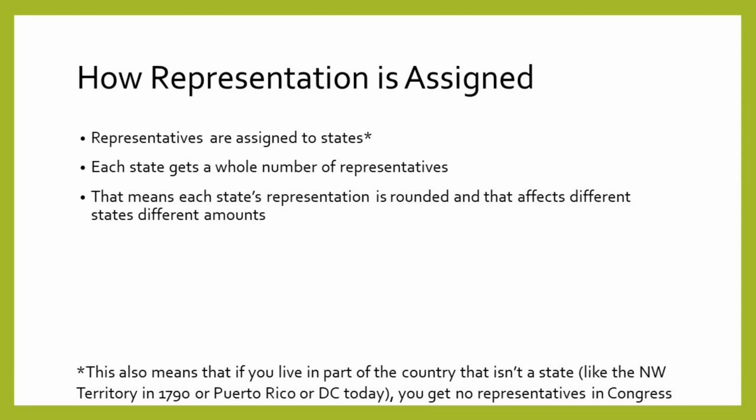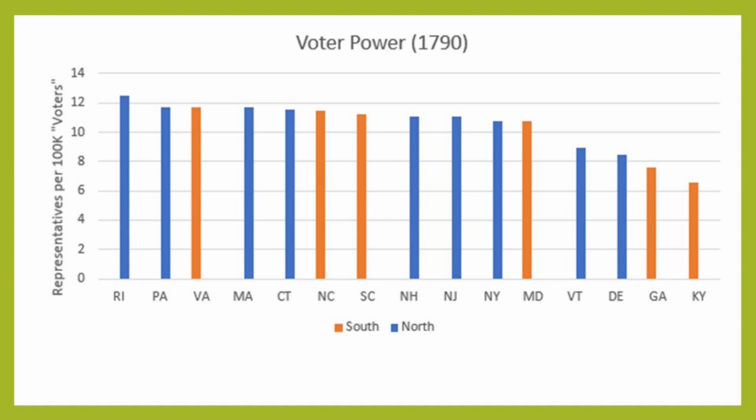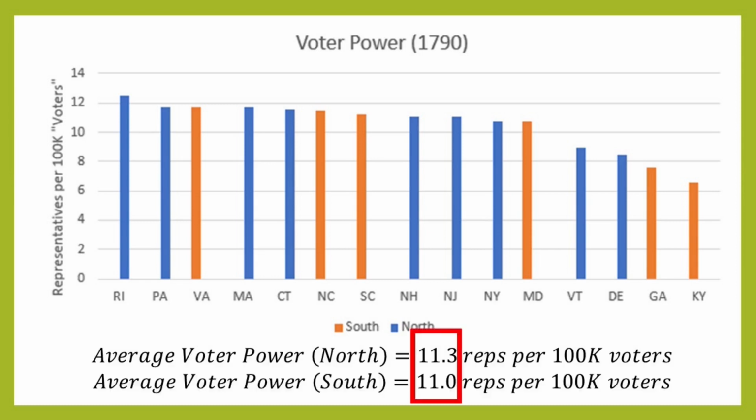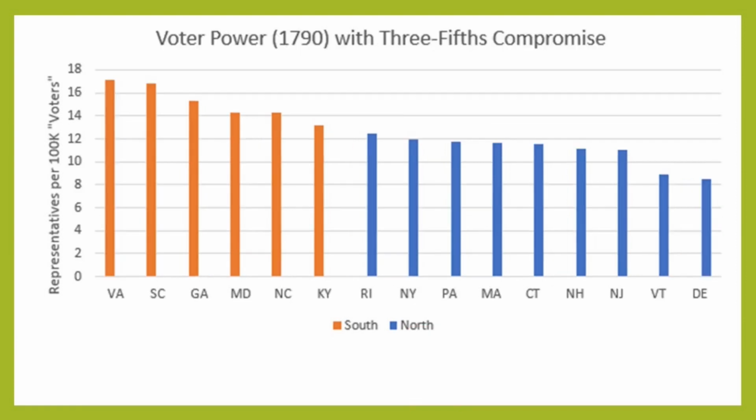So, if we look at voter power for each state based off of the 1790 census, we get this graph. You can see these numbers vary significantly between the most powerful states and the least powerful states, but in general, there's not a huge regional inconsistency. The difference between the average power of northern voters and southern voters is less than 1 rep per 100,000 people. But there's something I didn't tell you about this graph. You see, this is based on what the number of representatives would have been under the Free State plan where enslaved people didn't count towards representation at all. If we look at the actual numbers based on the 3/5 compromise, we get this graph, which suddenly has a much more obvious regional difference.